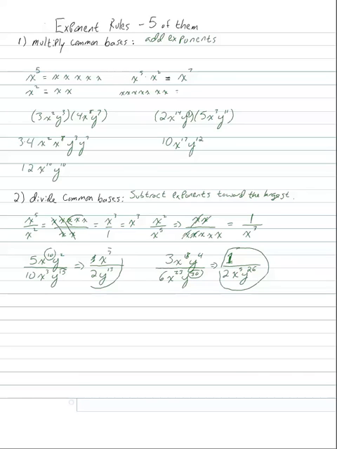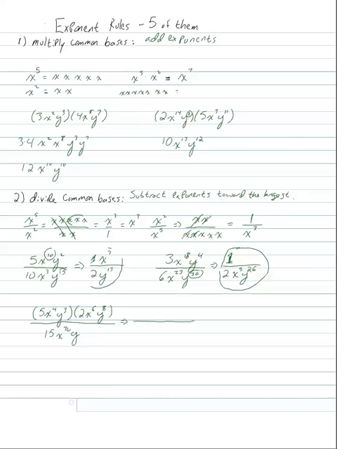Let's try one where we're combining both ideas, so let's get something like 5 x to the 4, y to the 3, over 2x to the 6, y to the 8, why not, over 15, x to the 30, y. Okay, so let's start off by getting stuff out of parentheses. So I'm going to go ahead and multiply. So I'm going to use my first rule of exponents and add the exponents as I multiply.